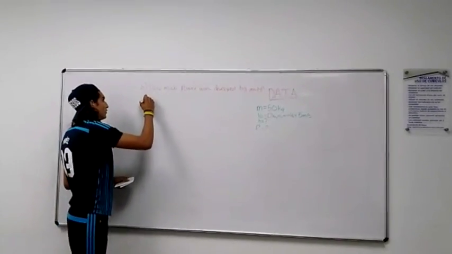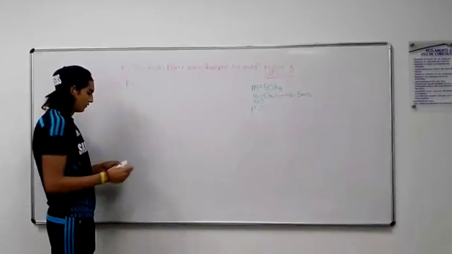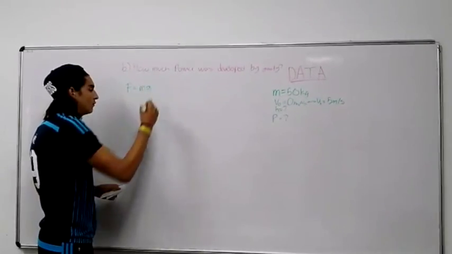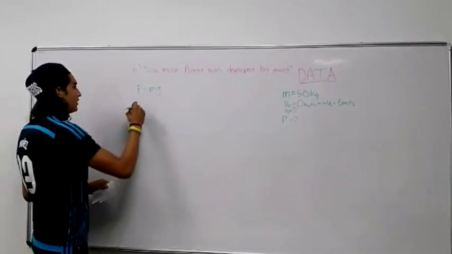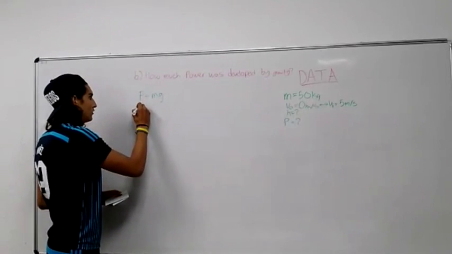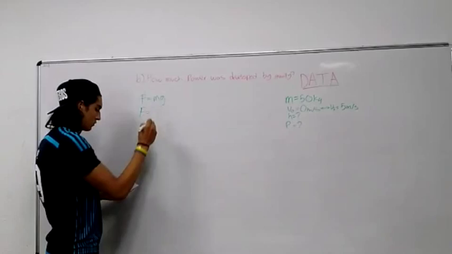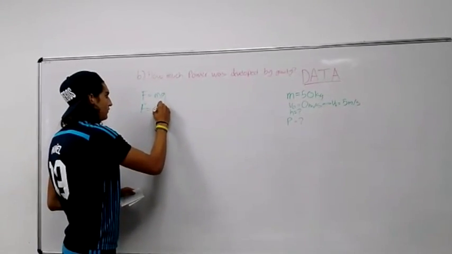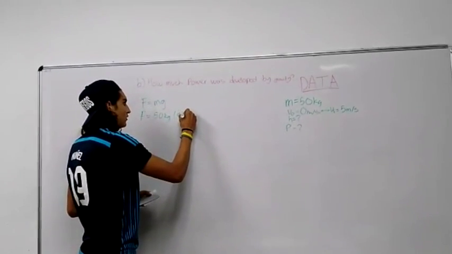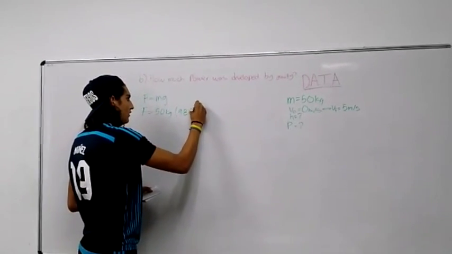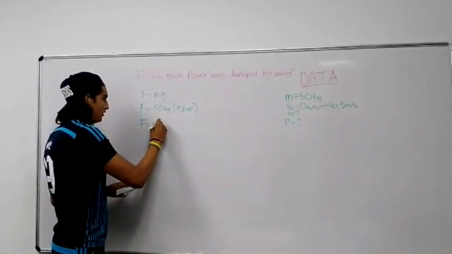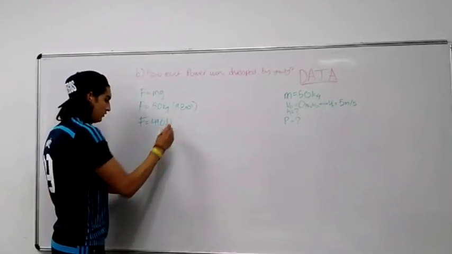First, we're going to find the force, that the formula is F equals mass times gravity. Then substitute the letters, that is 50 kilograms times 9.8 meters per second squared. So force is 490 newtons.